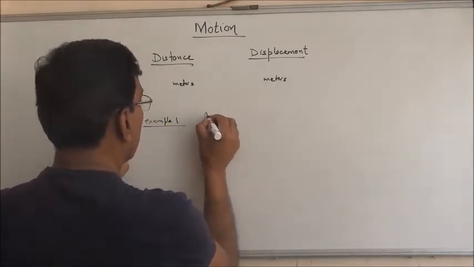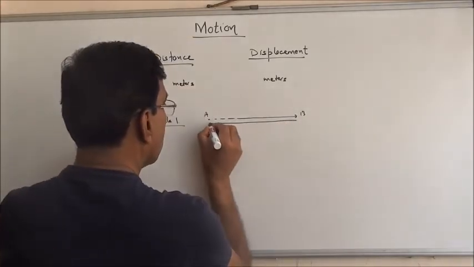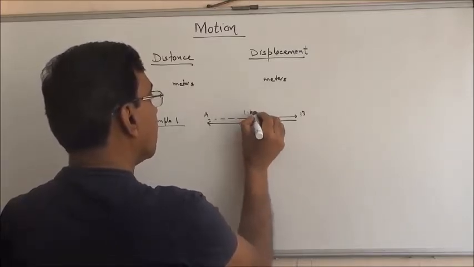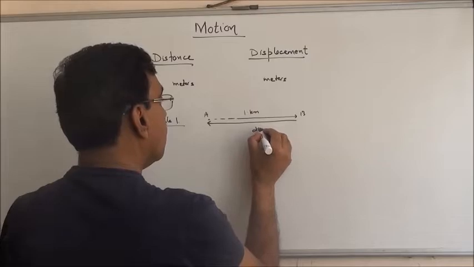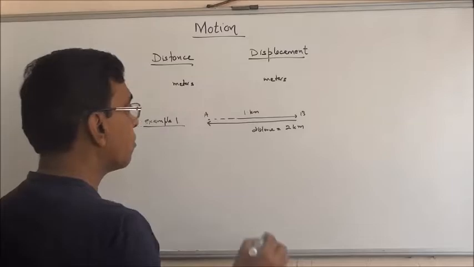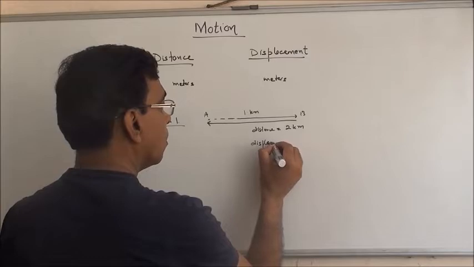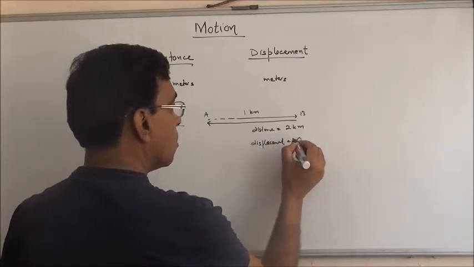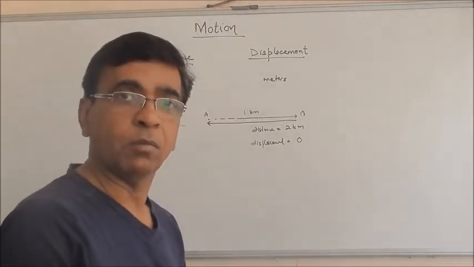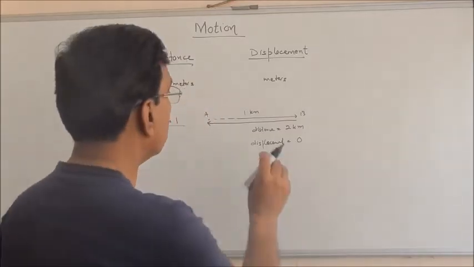Example 1. A body starts from A, it goes to B, and then it returns. Suppose this distance is 1 kilometer. Then distance is 2 kilometers. Displacement is 0, because the final position is the same as the initial position. You have to see the distance of the final position from the initial position.